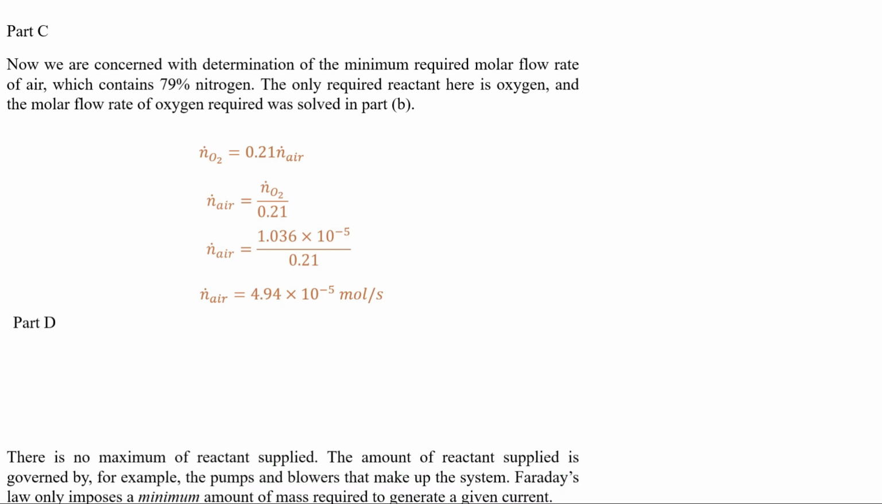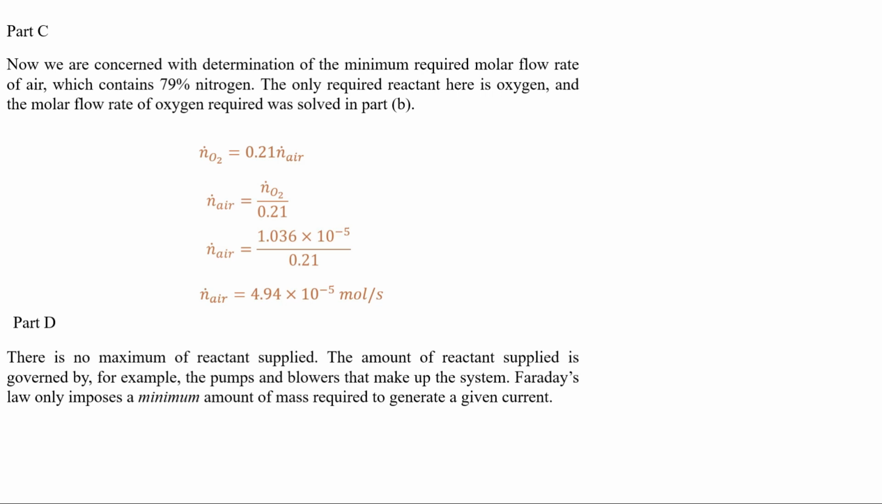Now in part D, we have to determine what will be the maximum reactant supply. So we have learned that there is no limit for maximum reactant supply. We can supply an infinite amount of reactant for a particular electrochemical reaction, but it will just increase the parasitic power, while Faraday's law only imposes a minimum amount of mass required. So there is no maximum limit for a reactant supply.